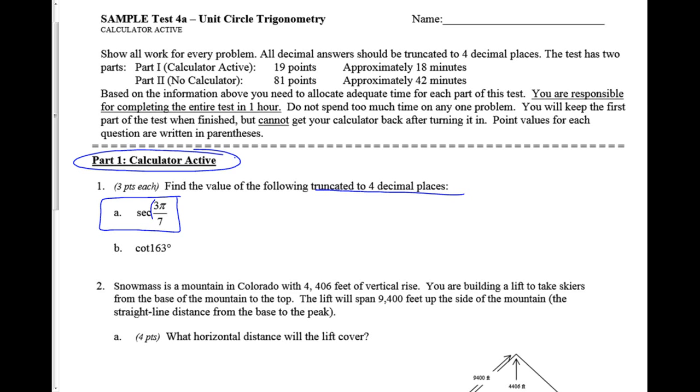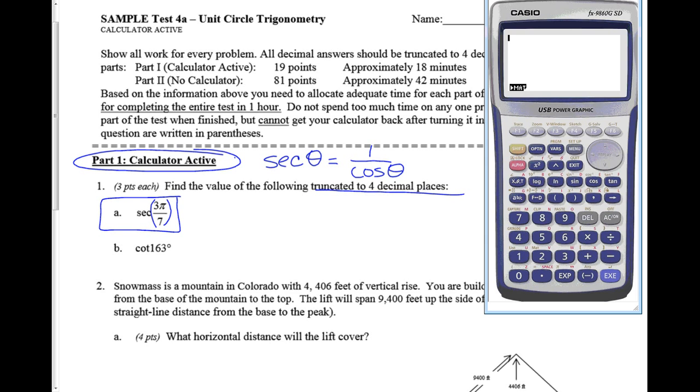First of all, realize that this angle is one thing, so it should be in parentheses wherever we put it in. And we have to know our relationship of our reciprocal function. We should realize that the secant of an angle is 1 over the cosine of an angle. This is important because we don't have a secant button on any of our calculators, really.